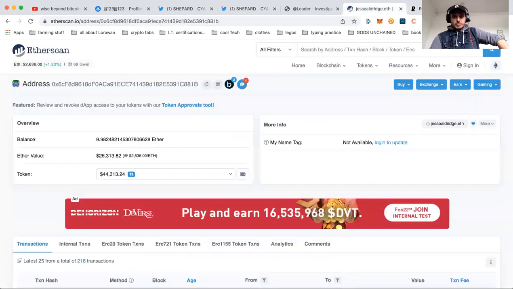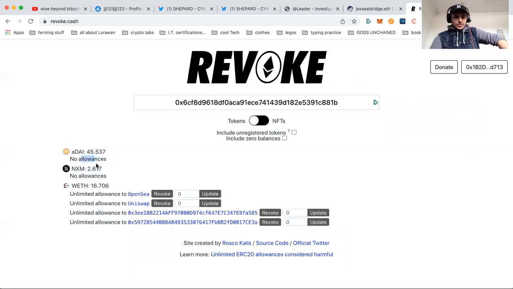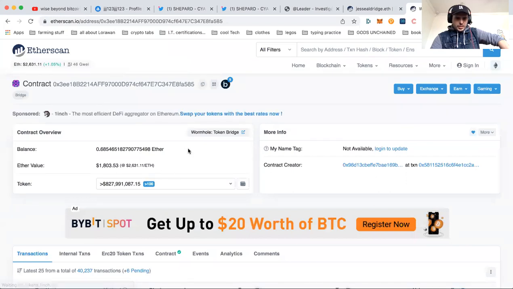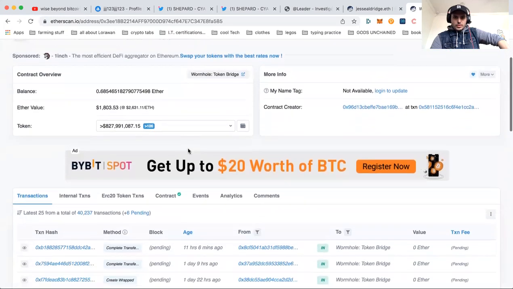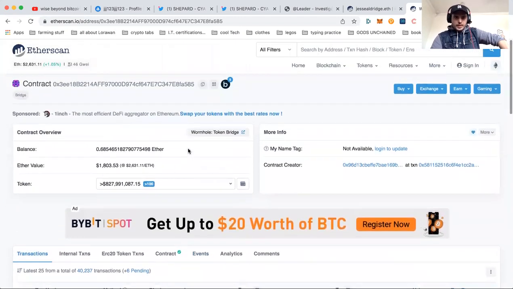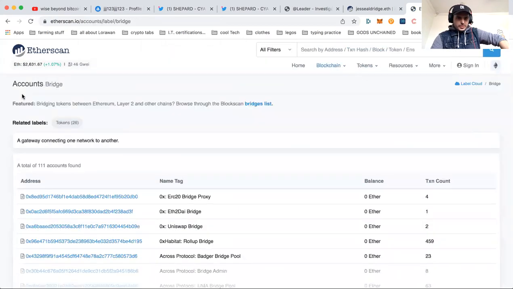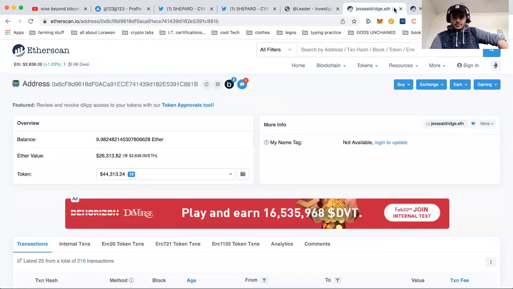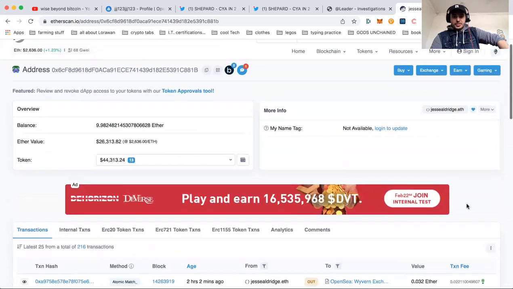And so we can see this person has been pretty proactive about allowances on certain things, but on wrapped ETH, they have unlimited allowance on OpenSea and Uniswap. It's not terrible. They've also got limited allowances on two other contracts, which I don't know anything personally about. Oh, there it is. Is it a bridge? Ah, it's a bridge. Okay, makes sense. The Wormhole bridge. So they're just using a cryptocurrency bridge, and that's the allowance that they gave.